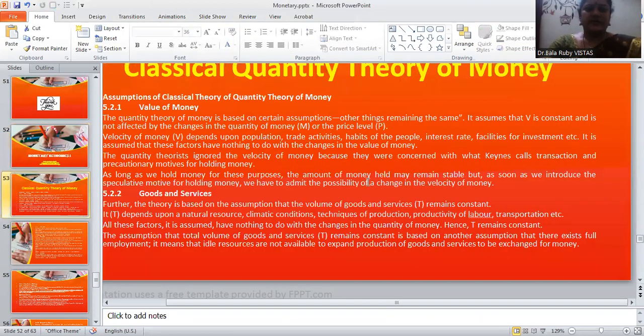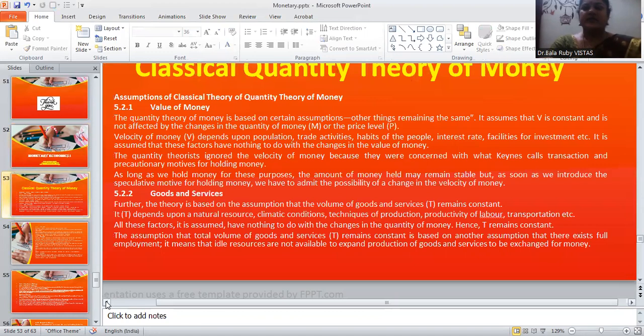Students, in today's class, we are going to discuss the classical quantity theory of money. First, let us discuss the basic assumptions in this quantity theory of money. The first assumption is the value of money. The second assumption is goods and services. First, let us discuss the value of money.